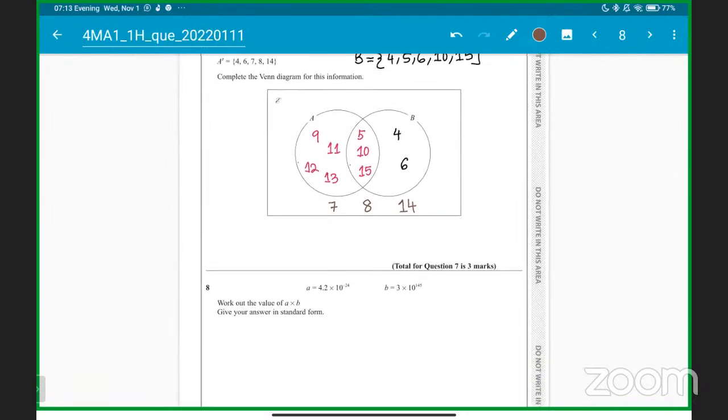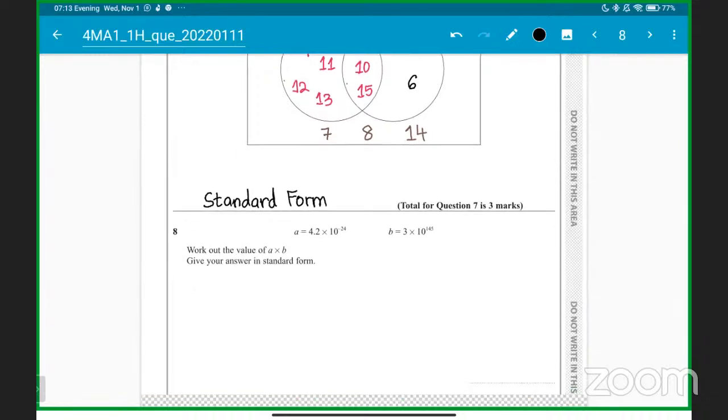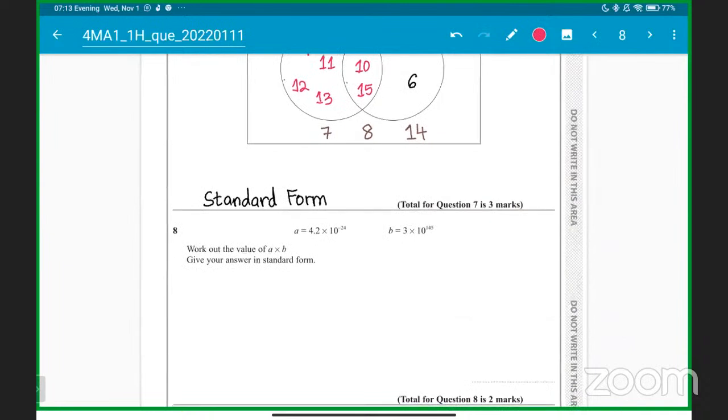Moving forward, we have another question that says work out standard form. We talk about standard form. We have to multiply A and B for 2 marks.